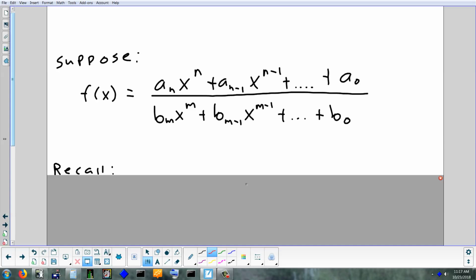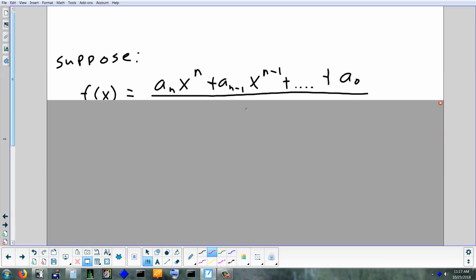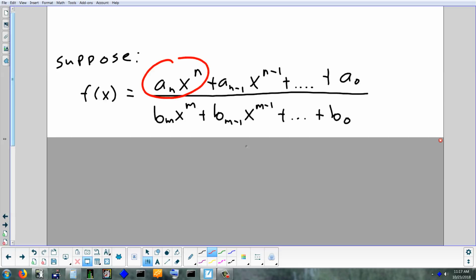And does anyone remember, if I cover up the bottom part, now we just have a polynomial. We don't have a rational function anymore. What term here basically controls what the polynomial is going to look like? Most of the terms don't matter. It's just one of them that really controls everything. Emily? The first one. And it would be the same thing in the bottom. The first one. The term with the highest exponent controls really everything that's going to happen.